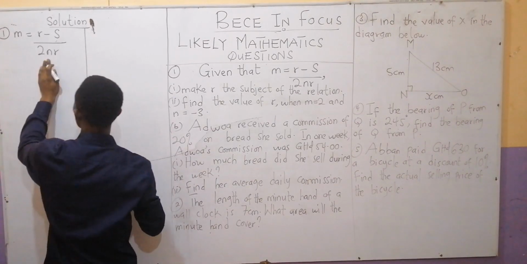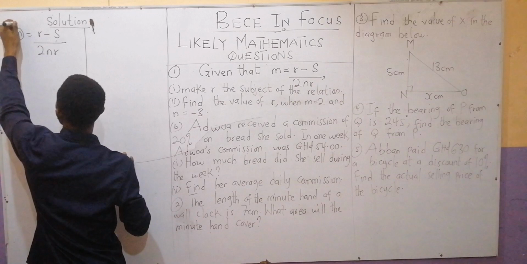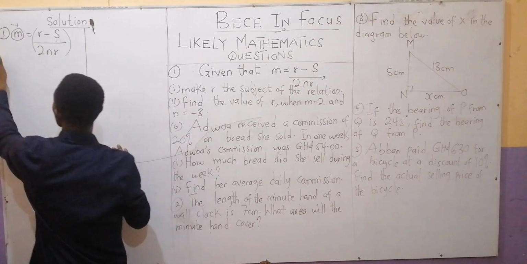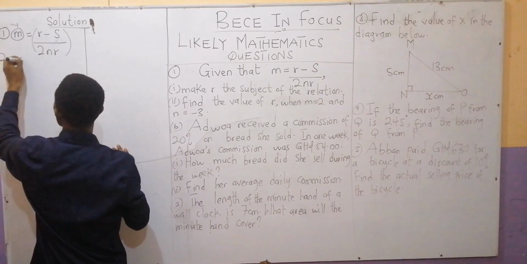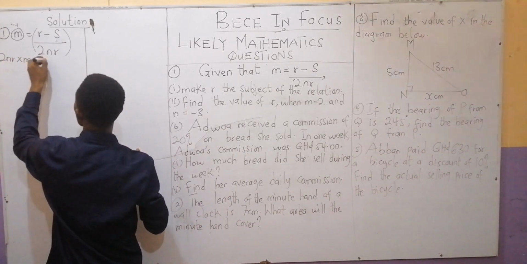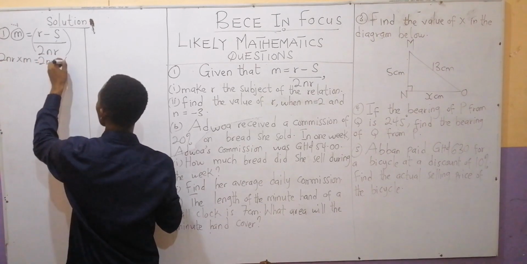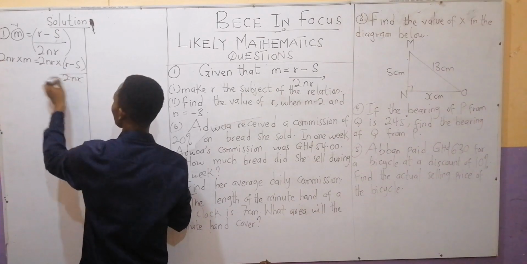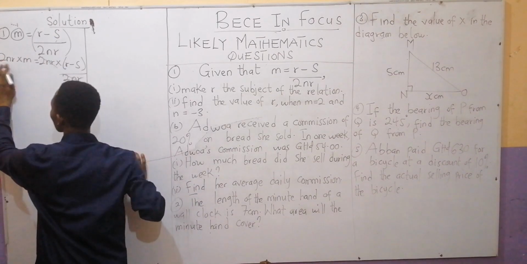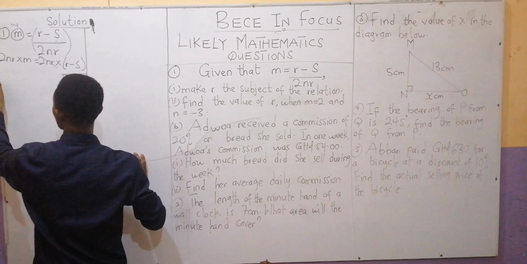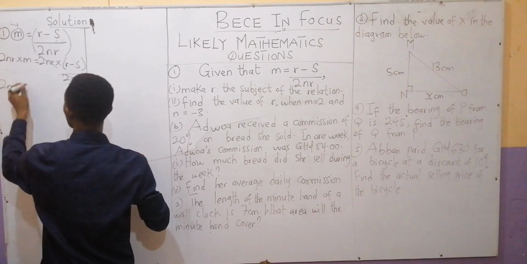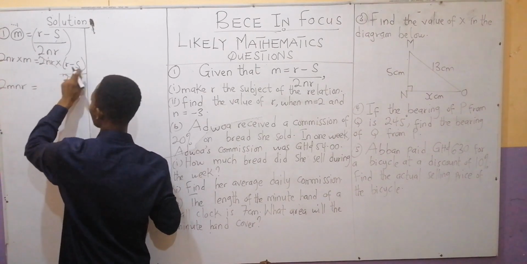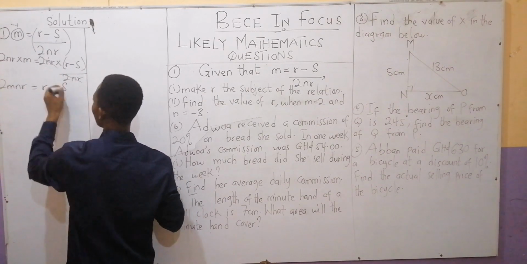So the LCM is 2nr. I multiply it by the first term. The whole of this is one term, so I multiply it by the second term. So 2nr times m is equal to 2nr times r minus s all over 2nr. So 2nr will cancel 2nr. So 2nr times m gives us 2mnr is equal to the whole of this is replaced by 1. So 1 times r minus s will still give us r minus s.